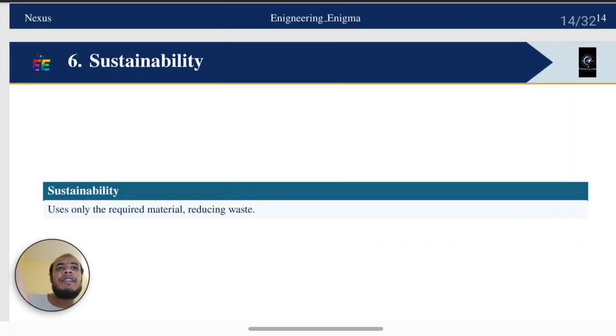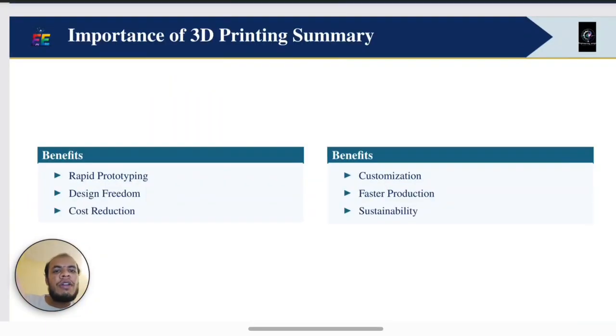Next one is sustainability. 3D printing uses only the required material. There will be no waste. Less waste means better use of resources and lower environmental impact. Therefore, 3D printing supports more sustainable manufacturing practices. So as I already discussed, these are the benefits of 3D printing. This is the summary of the importance of 3D printing.